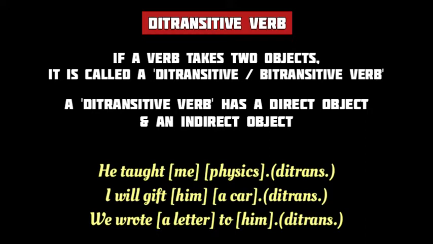In the sentence, he taught me physics, the verb taught takes two objects, me and physics. Hence, it's a ditransitive verb. And then, I will gift him a car. In this sentence also, the verb gift takes two objects, him and a car. Hence, gift is also a ditransitive verb here. In the last example, the verb wrote has two objects, a letter and him after the preposition to. So, wrote is also a ditransitive verb in this sentence.